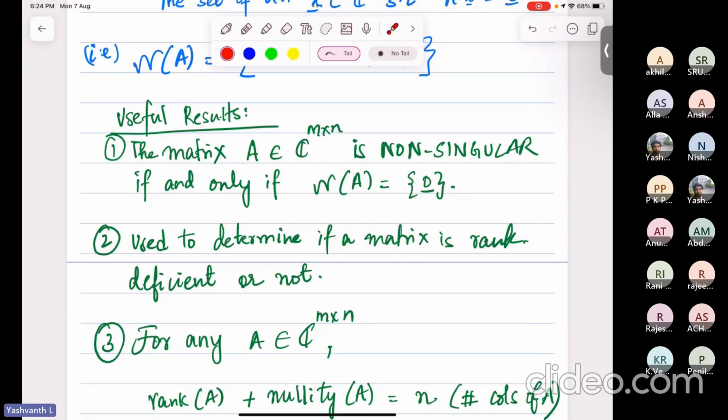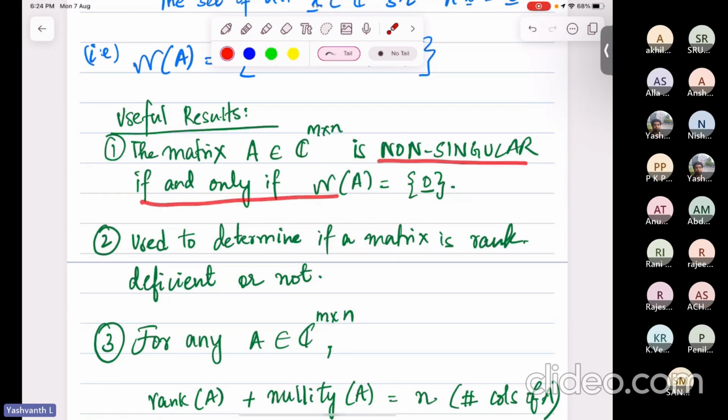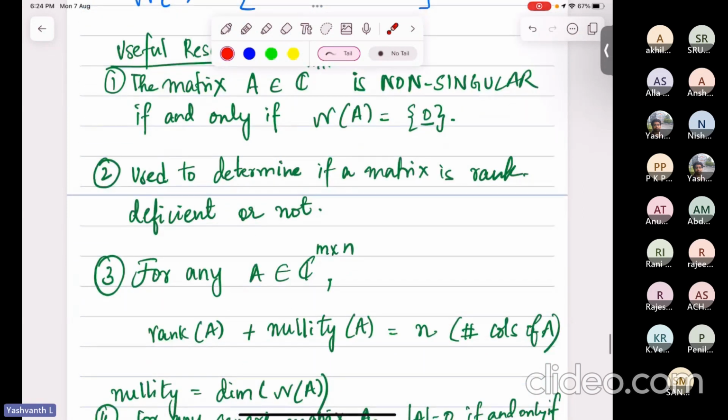But what I'm saying here is that only the zero vector should be in the null space of A. Only then can the matrix A be non-singular. A matrix A is said to be non-singular if and only if the null space of A equals the set containing the zero vector; it does not contain any non-zero vector. In fact, today while describing different cases of linear systems of equations, we will use this fact very crucially.